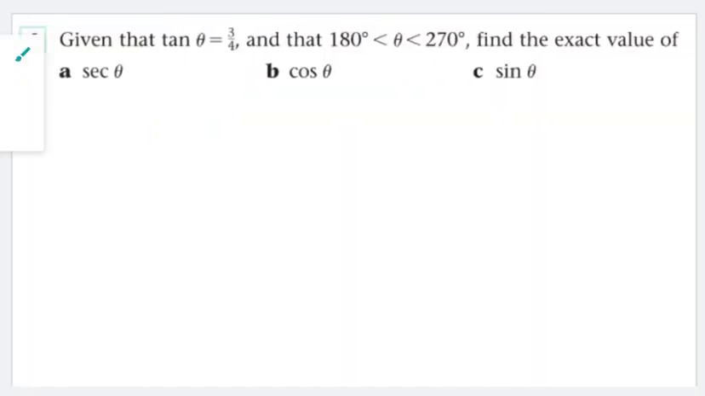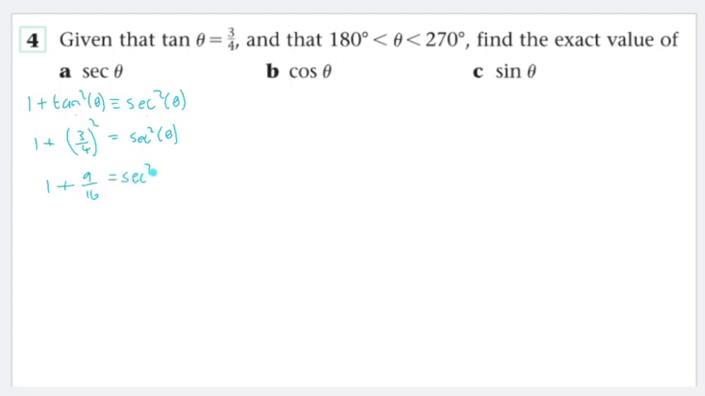Let's keep going. Okay. Next, we've been given that tan theta is 3/4 and that theta lies in between 180 and 270. And we need to work out the value of sec theta. Okay, so we know that 1 plus tan squared theta is identical to sec squared theta. And we know that tan theta was indeed 3/4, so that's 1 plus 3/4 squared is equal to sec squared theta. So that's 1 plus 9/16 is equal to sec squared theta. And that's 25/16, which equals sec squared theta.